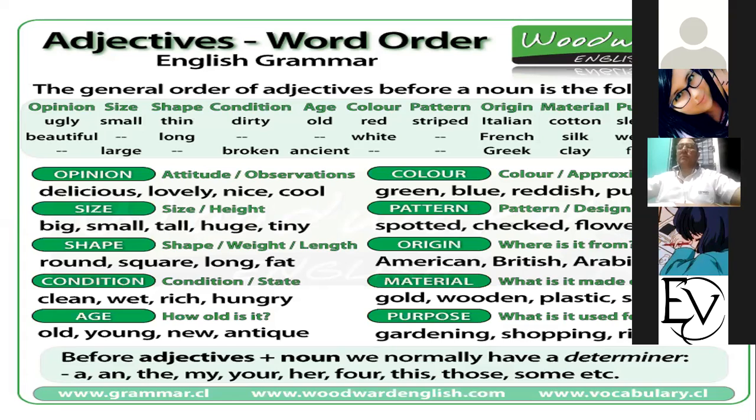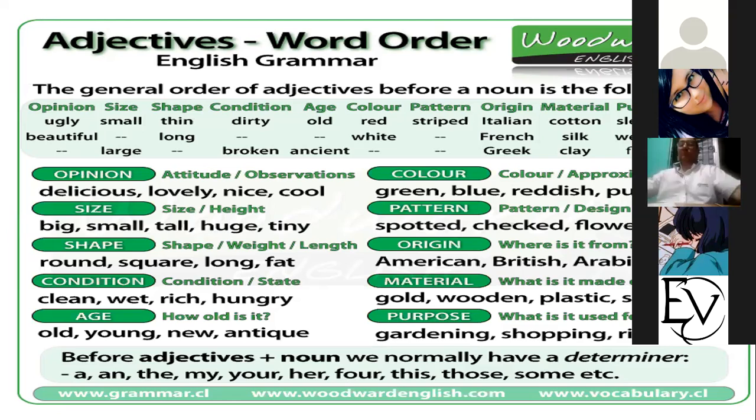Origin: Italian, French, Greek. Material: cotton, silk, clay. Purpose: sleeping, wedding, flower. Noun, and we can describe the noun. We can say Italian cotton sleeping bag, French silk wedding dress, Greek clay flower vase. You see, I order the adjectives to describe the noun.